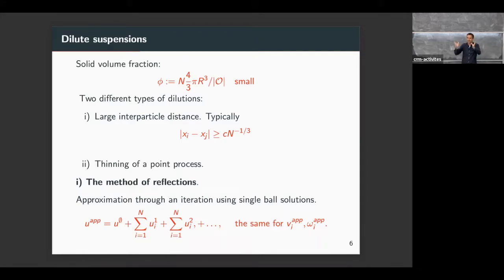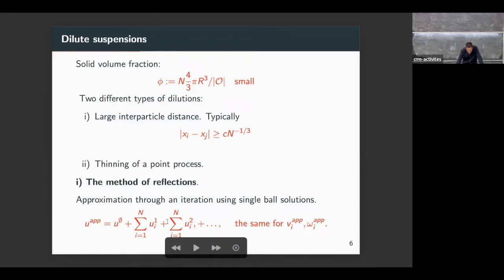Okay, but let's start from an assumption on the minimal distance like this one. If you start from this, then you can make progress on the understanding of these asymptotics through what is known as the method of reflections. So what is this method? It's just an iterative method that allows you to solve this n balls problem with a sequence of single ball problems.